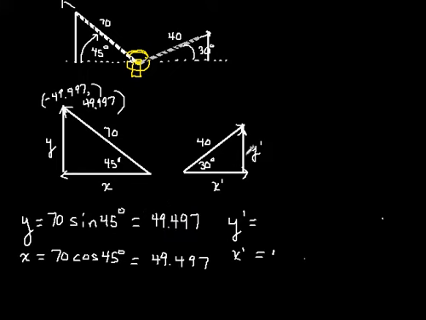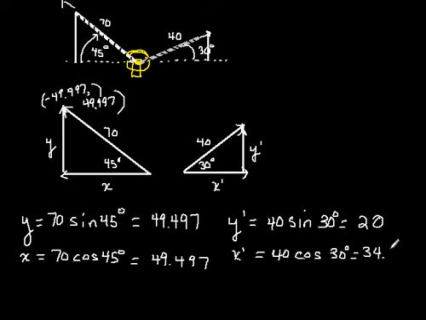Okay, let's go over here and get y. Y prime is opposite, so it's going to be 40 sine of 30 degrees, and that's going to be 20. And x prime is 40 cosine of 30 degrees, and that's going to be 34.64.